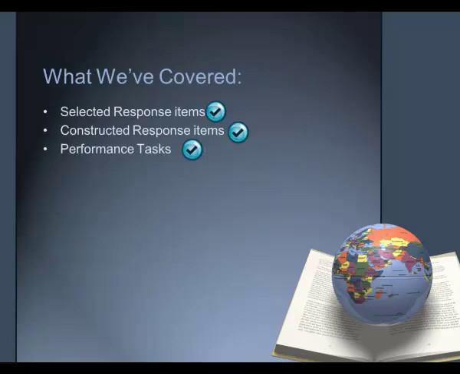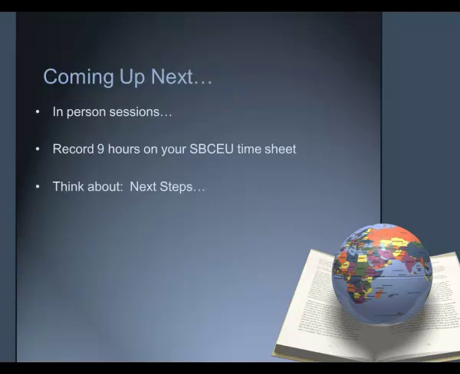So, with this final piece, we've covered selected response items, constructed response items, and performance tasks. The next step for you guys, once you've all written an item, you're expected to write a constructed response, you're expected to write a selected response, and you are expected to write a performance task over the next 3 months. Remember, when you're done with these, to record 9 hours on your SBCEU timesheet and start to think about next steps.